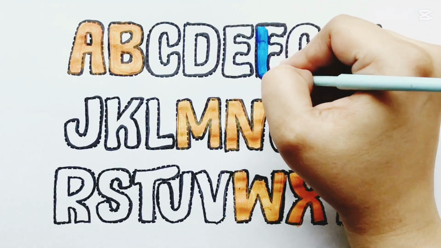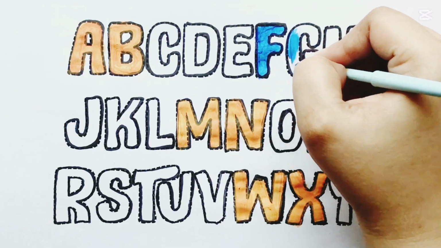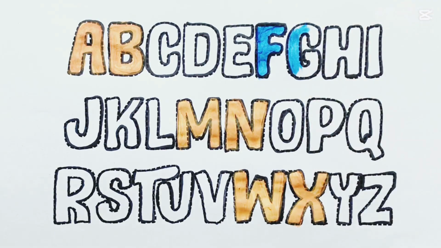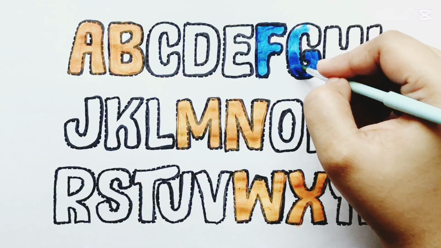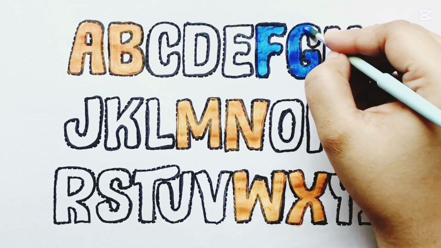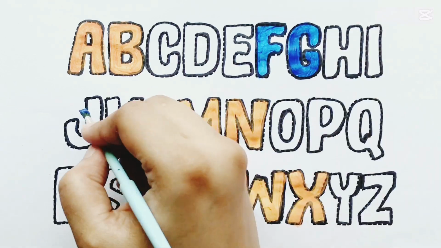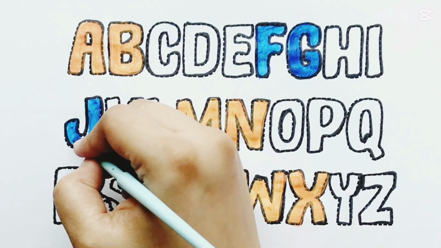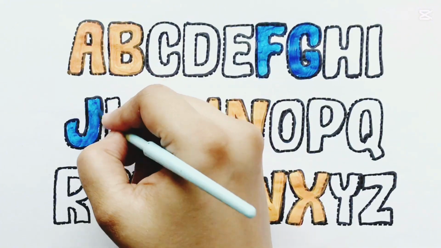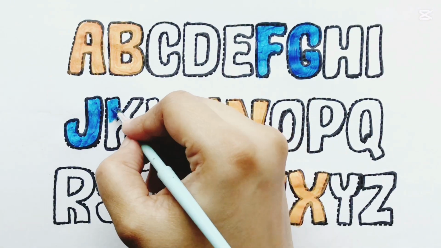Blue color. F. F for frog. G for gorilla. You guess? Next letter is J. J for jelly. K for kangaroo.